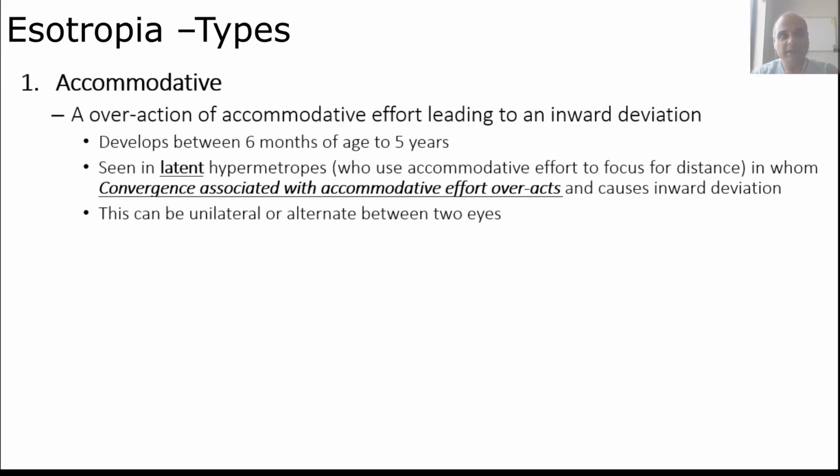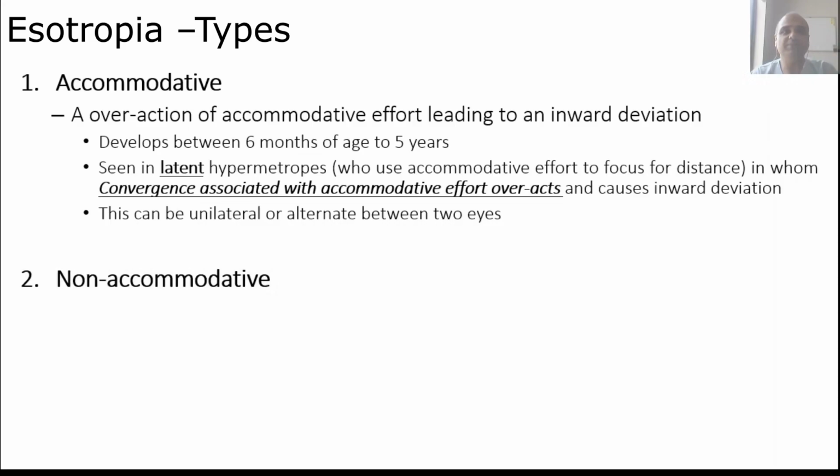And this could be in one eye, or this can also alternate between the eyes. So at one time, one eye is esotropic, and at other times, the other eye is esotropic. Depending upon the refractive errors, if the person has anisometropia, it would obviously be in one eye. If the person has latent hypermetropia, with equal refractive error in both eyes, you would have the esotropia alternate between the two eyes.